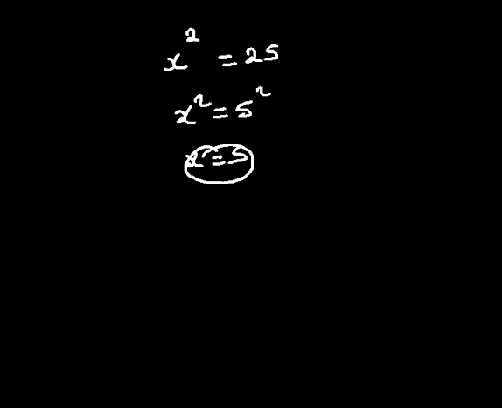And we also understand that if we have x to the power 2 equal to 25, this can be written as x to the power 2 equal to 5 to the power 2. Now since the powers are the same, the bases must also be the same, hence x is equal to 5. So that's the knowledge that we have.